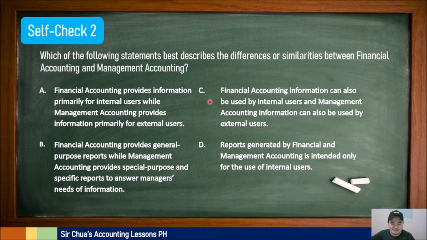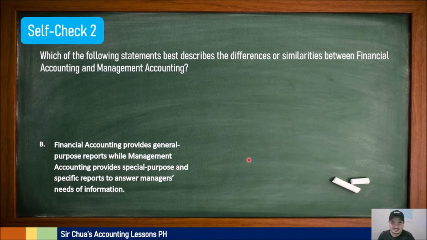Okay? And then letter D, reports generated by financial and management accounting is intended only for the use of internal users. Although management accounting is really just intended for internal users, financial accounting is not only for internal. Actually, it's primarily for external. So our correct answer is letter B. Okay. So I hope that you understand that, ha?